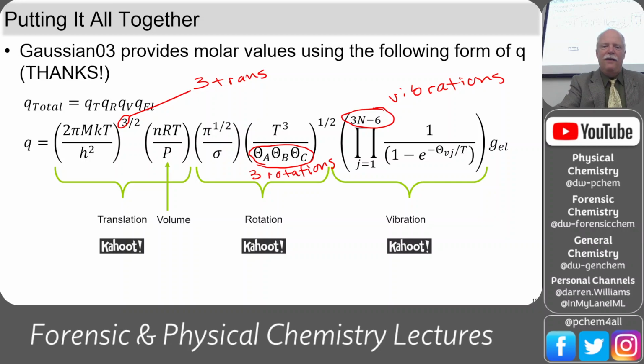So what would we have if we had a linear molecule? This piece would be T squared over theta B squared, right? Because theta B and theta C are the same, and so we would just have that one rotational constant for a linear molecule, and we would have only 2 degrees of freedom in rotation, so we would have T squared over theta B squared.